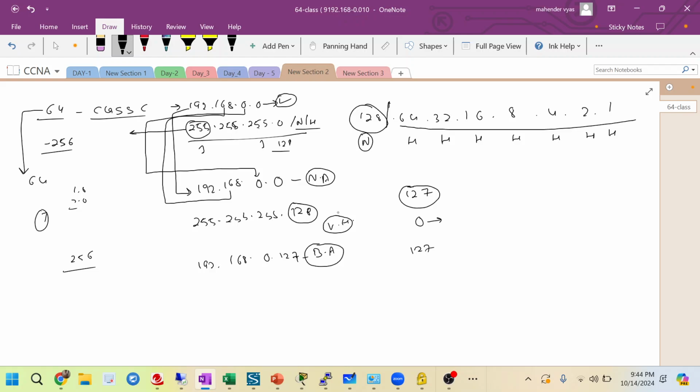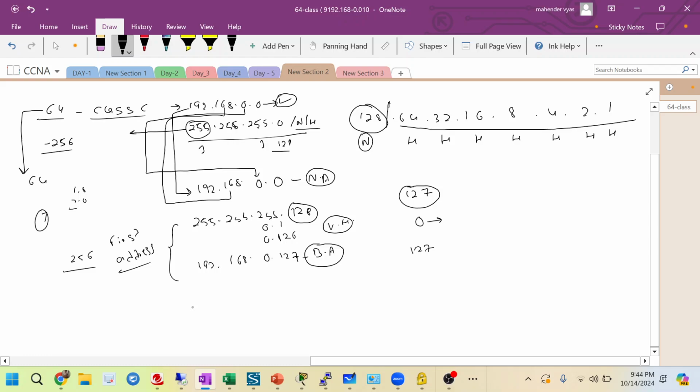192.168.0.127 is the last address, so this is our broadcast address. The valid hosts would be 0.1 to 0.126. Clear? Now I'm writing this down. This is the first address, the first subnet.